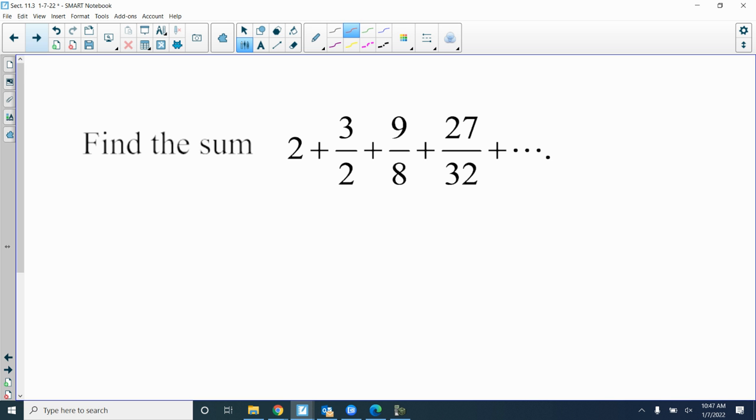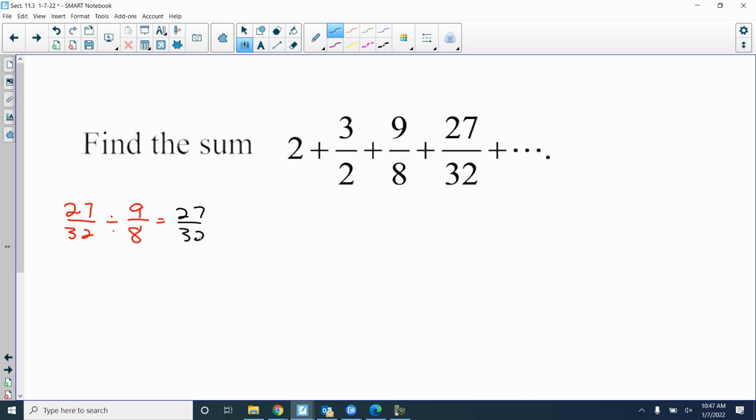Okay. So 3/4. Okay, did you get that? Now, it is, to me, it's not obvious. So you're basically taking 27 over 32 divided by 9 over 8. 9 over 8 divided by 3 over 4. Or 3 halves divided by 2. First one's not that bad. But remember, 27 over 32 divided by 9/8.